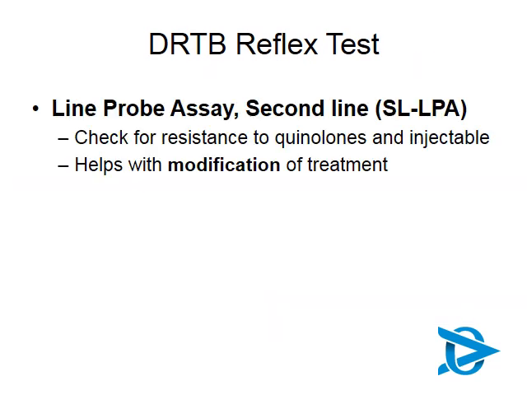The second part of the reflex test is a second line probe assay, which is checking specifically for resistance to quinolones and injectables, and you will see how this helps us to differentiate between our pre-XDR and our XDR patients. And it's going to help us to modify that original regimen. So we've started our patient on our 9 to 12 month MDR-TB regimen, but this will help to confirm whether we might be looking towards a regimen for pre-XDR or XDR.